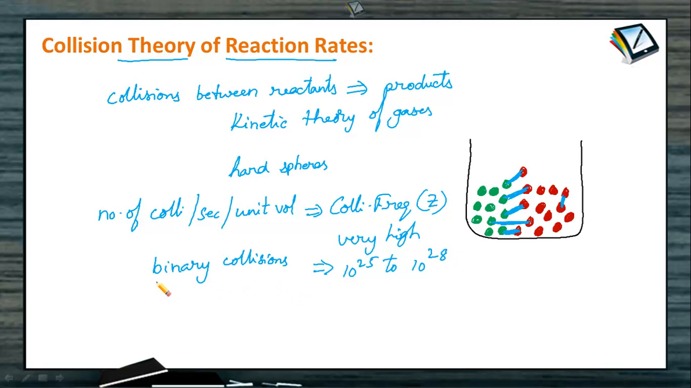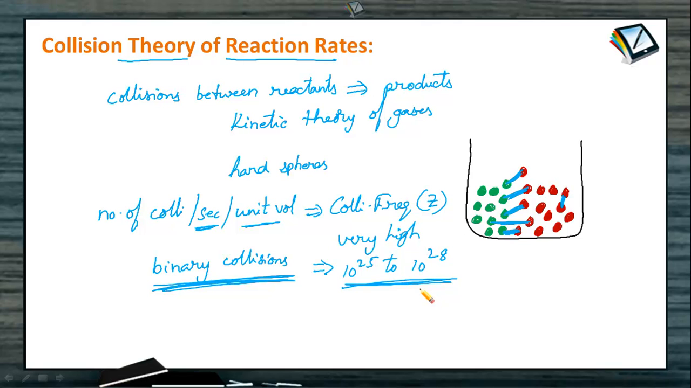Means whenever we are taking the reactant molecules of two different substances and when they are colliding with each other, that's the meaning of binary collisions. And the collision frequency ranges between 10^25 to 10^28. Means that many collisions take place per second per unit volume of the reaction vessel.